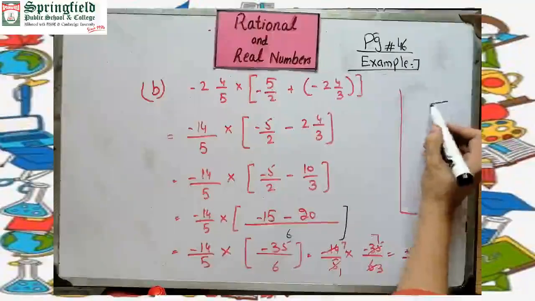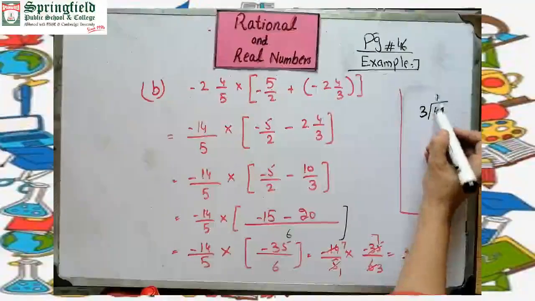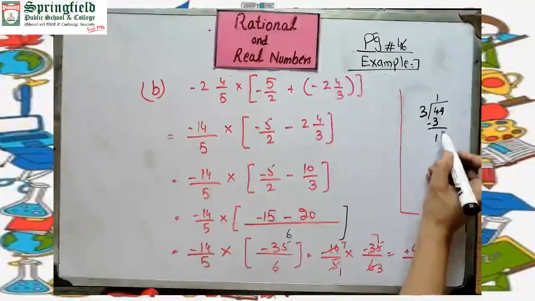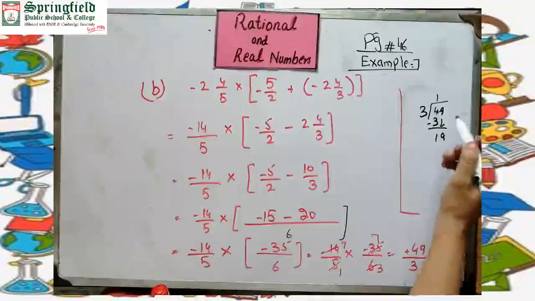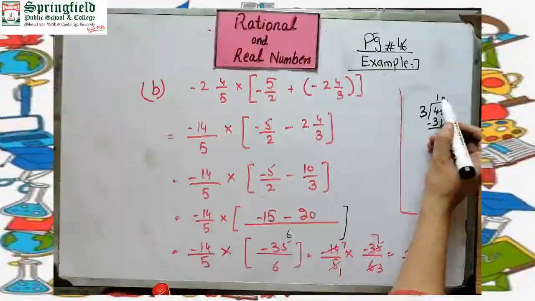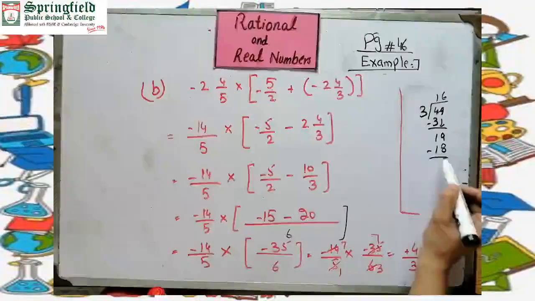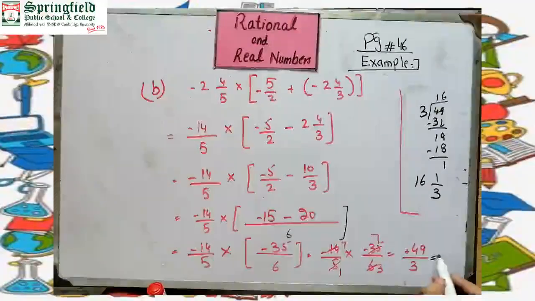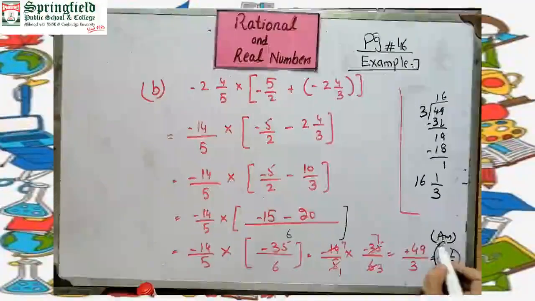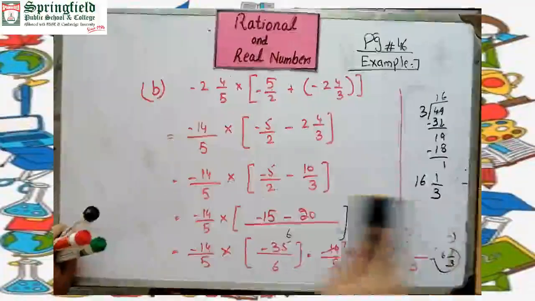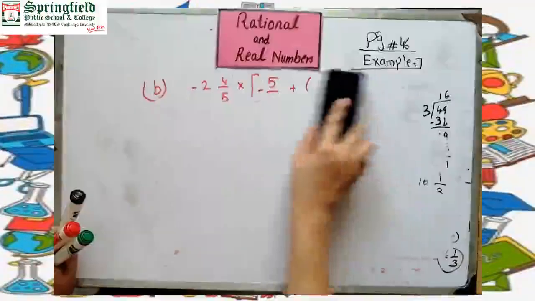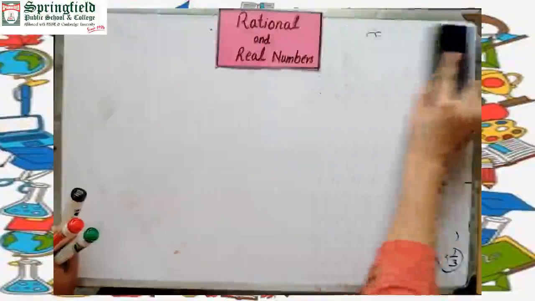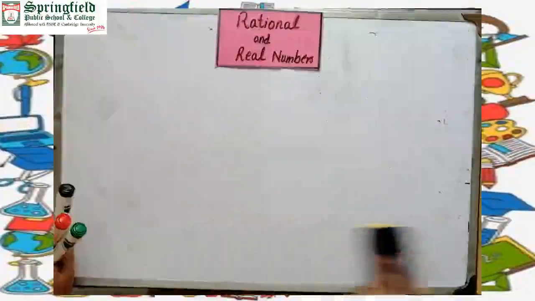49 divided by 3. 3 ones are 3. 3 fives are 15. 3 6s are 18. 1. So 16 whole 1 by 3. This is your final answer. 16 whole 1 by 3. Understood, beta? Okay, now do the practice of this example. Okay, now come on to the practice question, page number 46.